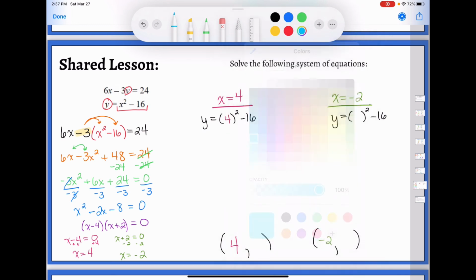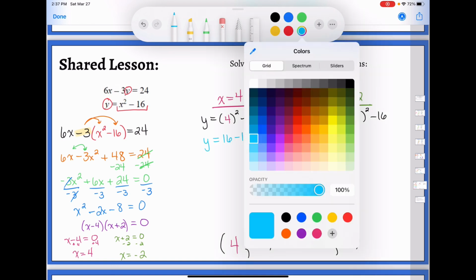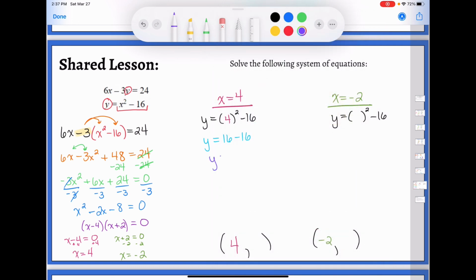So let's see. 4 squared, exponents would come first, so 4 squared is 16, so I have y equals 16 minus 16. Oh, I got another y equals 0. It doesn't happen every time, but sometimes. So when x equals 4, y equals 0, that would be 1 point. That's my solution. Okay.